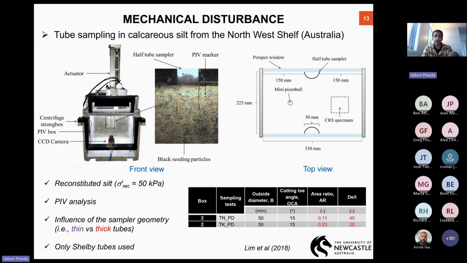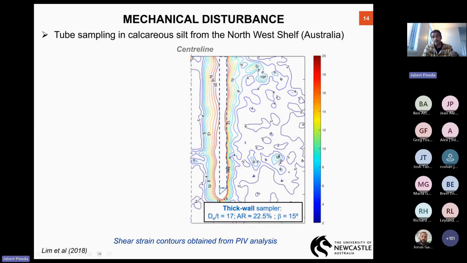What I'm going to present here, on the right-hand side, are the shear strain contours that we obtained after taking images during the penetration of the sampler. Then we used a particle image velocimetry technique, which is common in academia, to estimate displacement vectors and then these strain contours. I'm just going to show you half of the tube because this is an axisymmetric problem. You see the central line here, and the wall of the sampler is indicated by this dashed line. I'm just indicating it with my cursor.